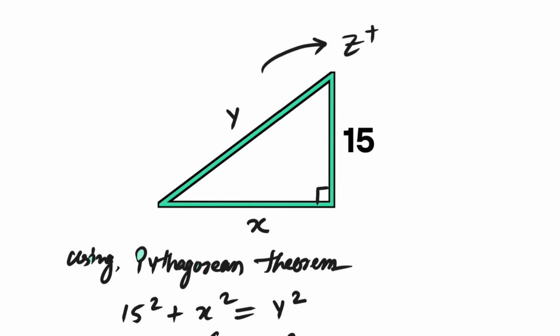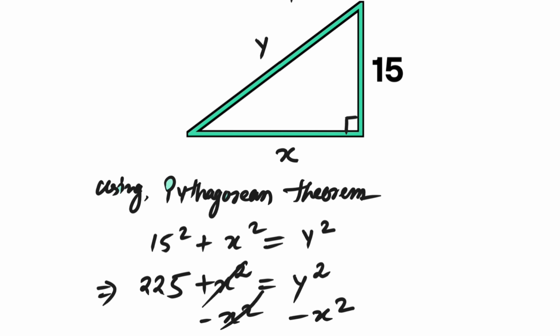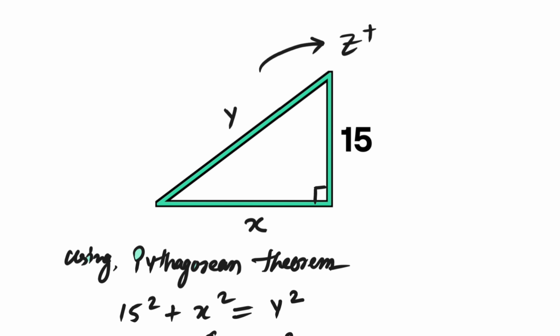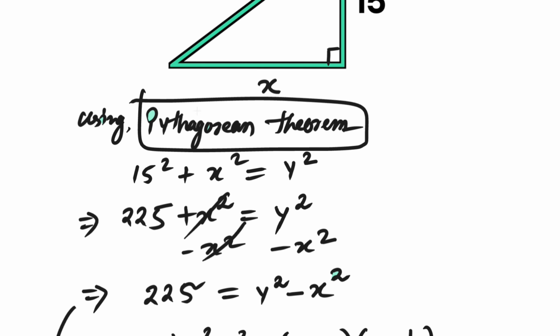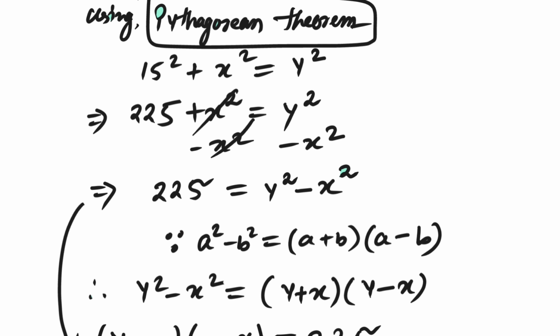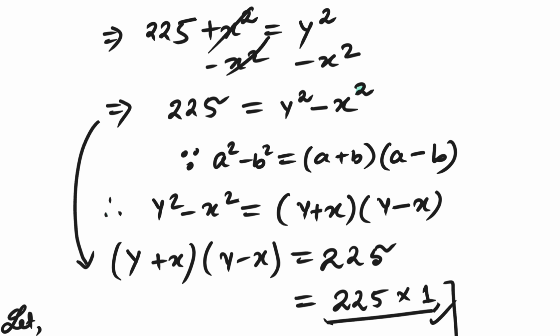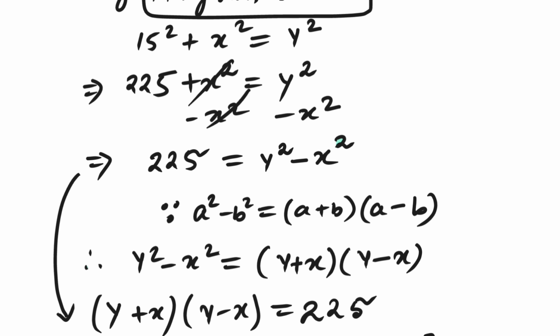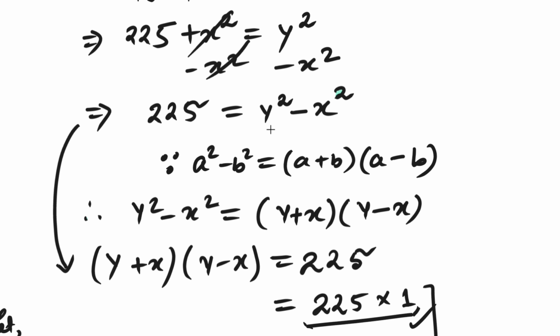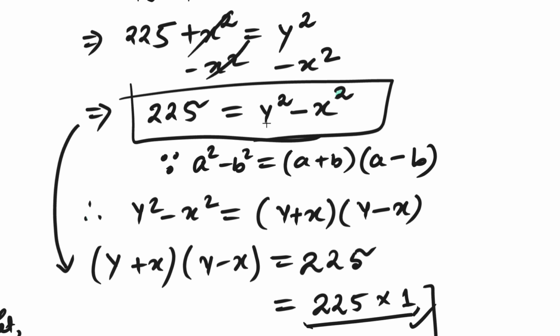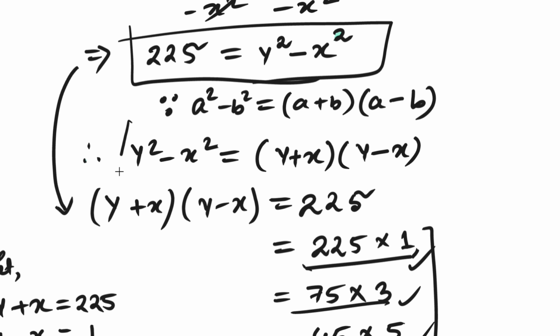Now let's step back and identify the main trick, because this is the part I really want you to remember. We did not have to randomly search for possible values of x and y. We started with the Pythagorean theorem, 15 squared plus x squared equals y squared. We simplified 15 squared to 225. Rearranged to get 225 equals y squared minus x squared, and then recognized the difference of 2 squares.